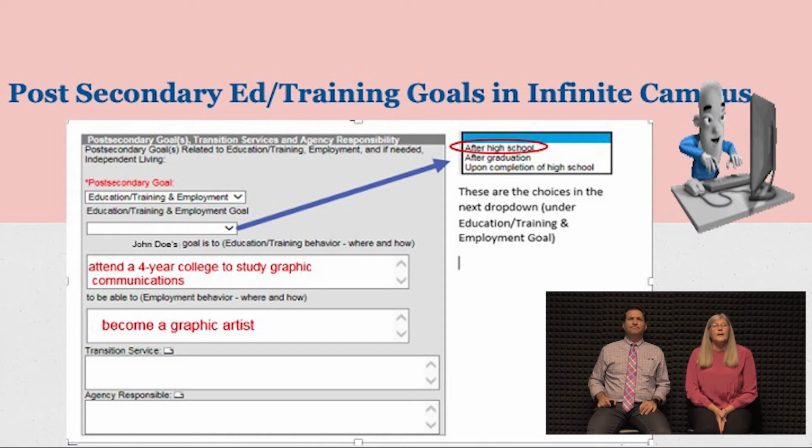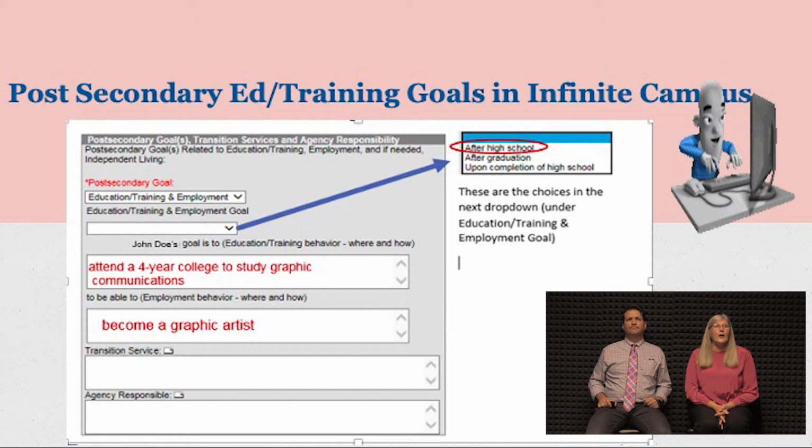So here is another example of Infinite Campus. And as you can see, previously I told you there were 3 areas that we could click to show that it's going to happen after the student graduates. So here we have either after high school, after graduation, or upon completion of high school. We have to click one of those areas just to show that it is going to happen after high school.